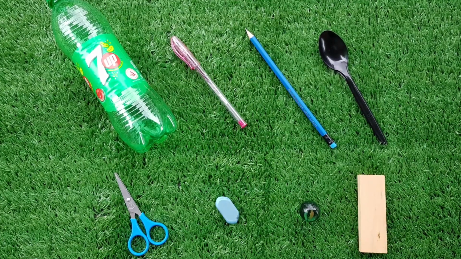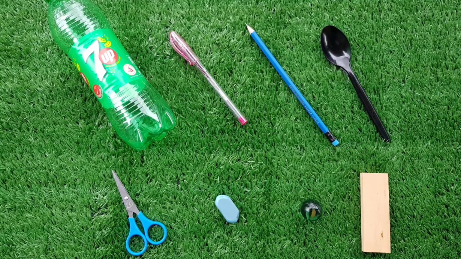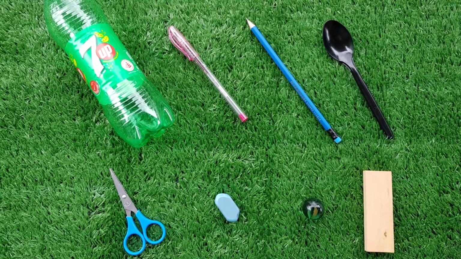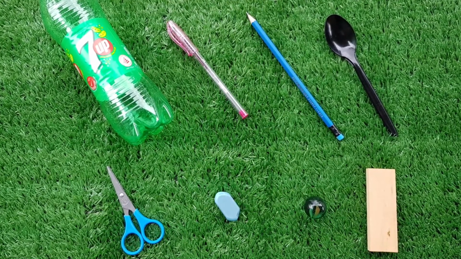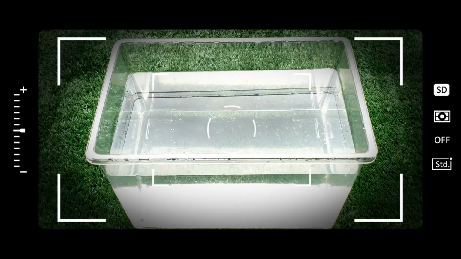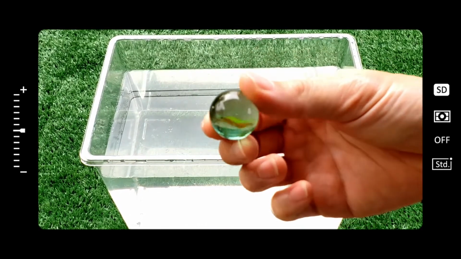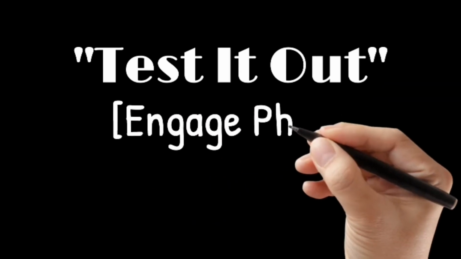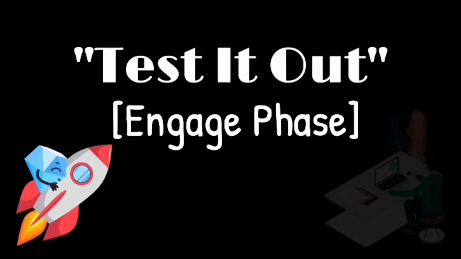Here we have an empty bottle, a red pen, a pencil, a plastic spoon, a scissors, an eraser, a marble, and a wooden block. Now we are going to put all the objects into the container filled with water in half. Then we are going to test it out for the engage phase. Are you ready? Let's go!